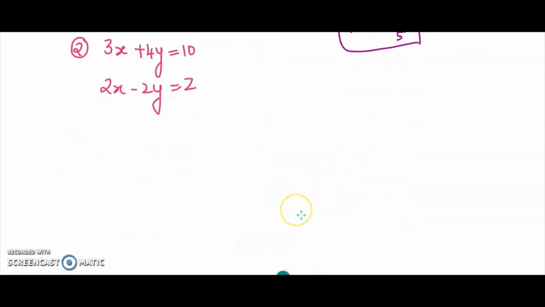Again, it's 3x plus 4y equals 10 and 2x plus 2y equals 2. Let's number them as the first rule. Second rule, select the variable. I'm going to go for y because I see 4 and 2.